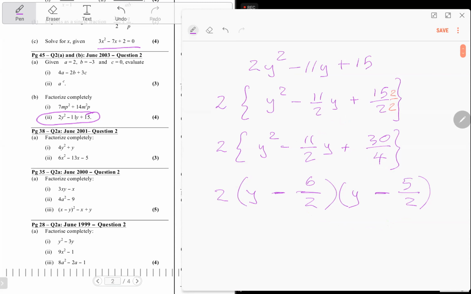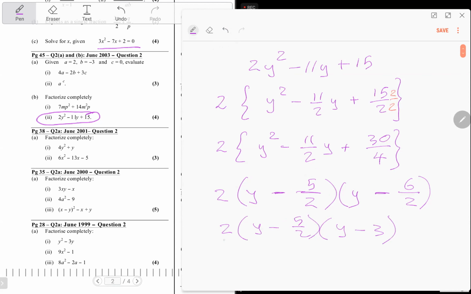All right, and you realize that this is really 3. So you're going to get 2 bracket y minus 3 times. Let me show you something. I put the 5 the other way. I could have said 5 and 6. Why? Because the 2 signs are the same, so it doesn't make a difference. And then now, this is really 3. So it will become 2y minus 5 over 2 times y minus 3.